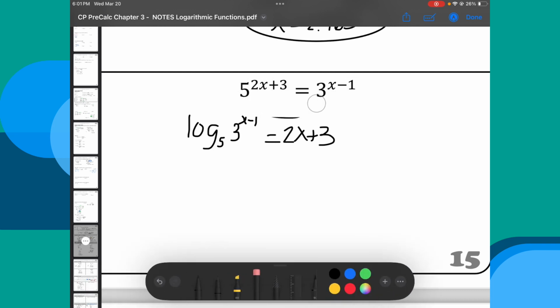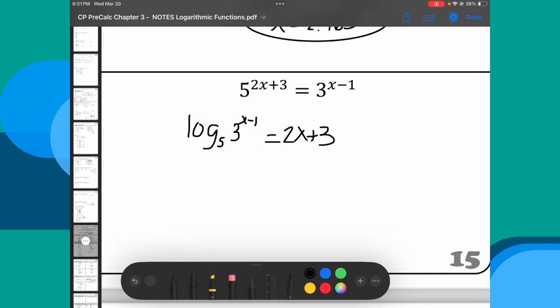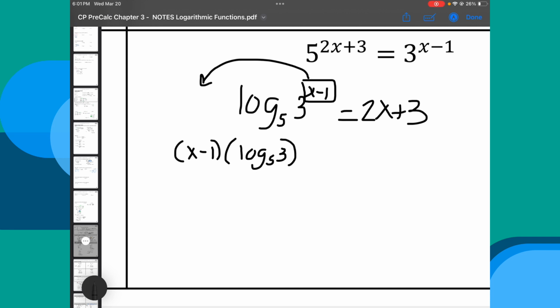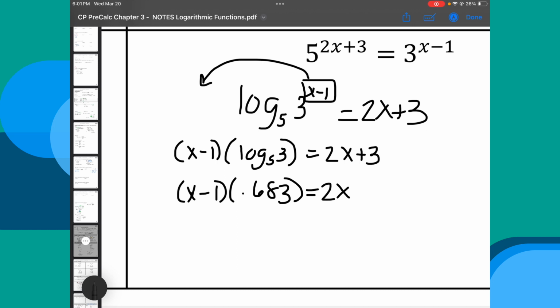Okay. Don't change what you're doing just because it's more complicated. We'll figure out the complicatedness. So the part that makes this a little bit hard is right here we have that exponent. But we have our rules that say, hey, that exponent can come out front. So we have x minus 1 times log base 5 of 3. Log base 5 of 3 we can evaluate. We can put it in our calculator with change of base form. So I'm going to do that. When I put that in my calculator, I get 0.683. And then it's just a linear equation. So you're going to distribute your 0.683.